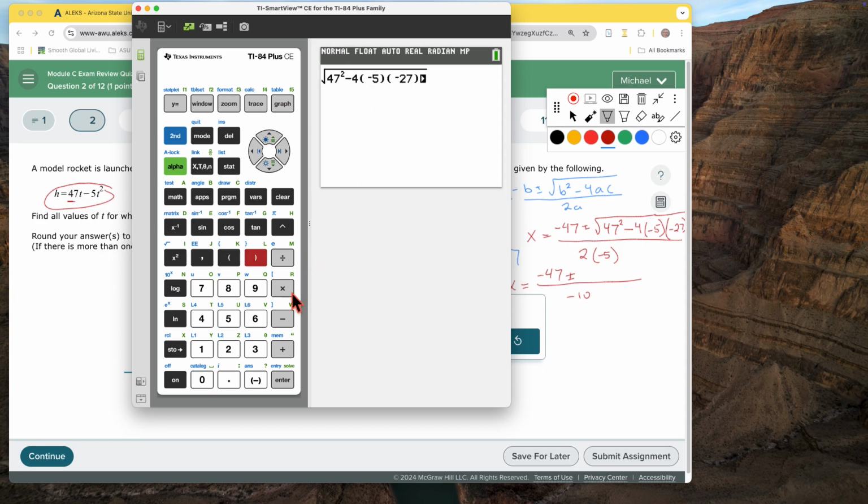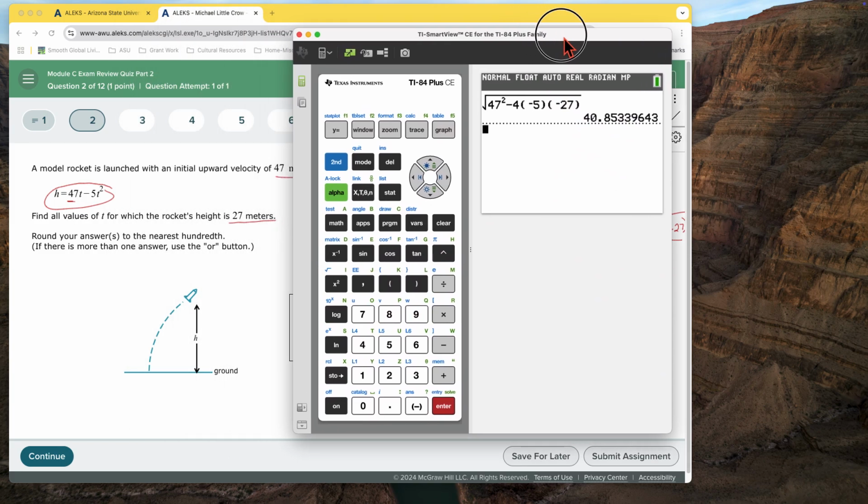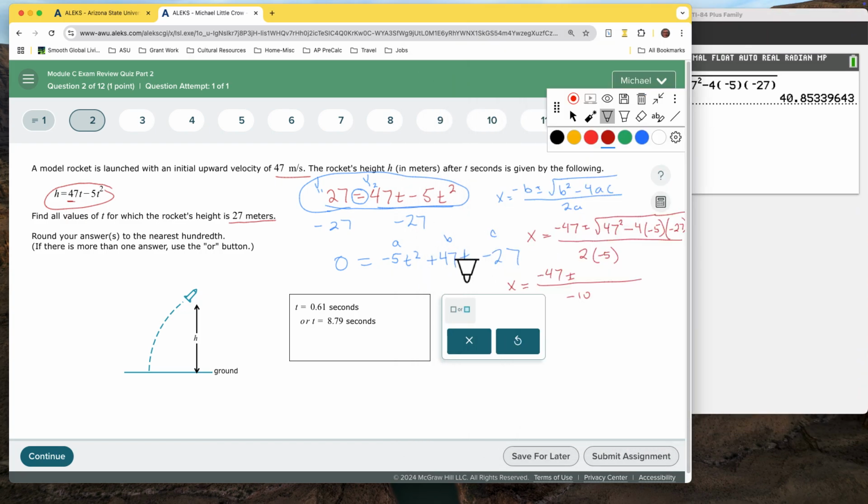We're still going to have some kind of a negative, and we can just come out of here, and we get 40.853. Since we're going to round to 2 decimal places, we should go far enough out. That's what it says, round your answers to 2 decimal places. Go out at least 3. Let's go 4, I guess. That's going to be 40.8534.